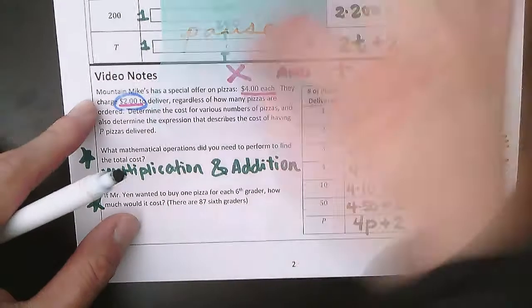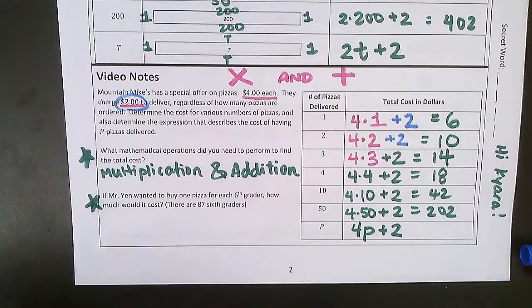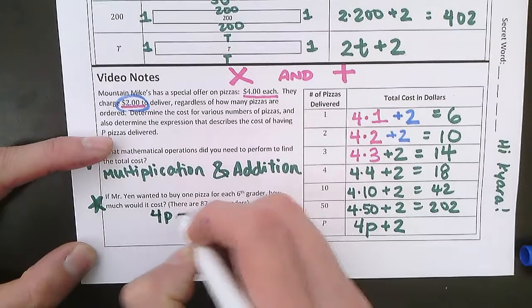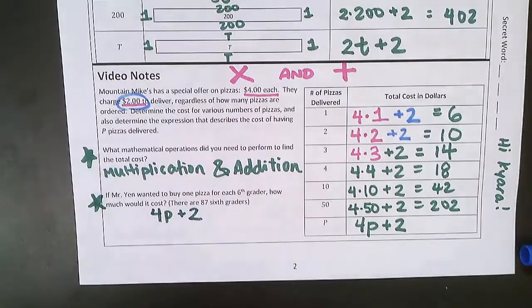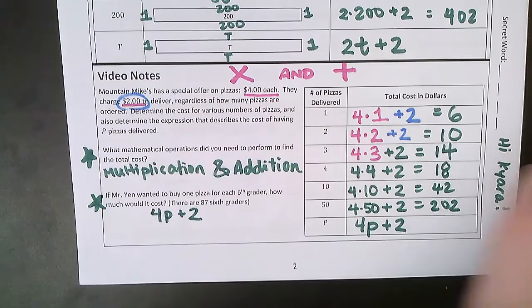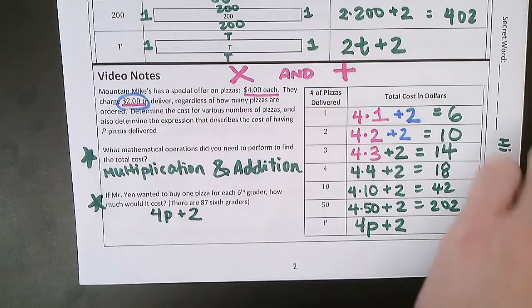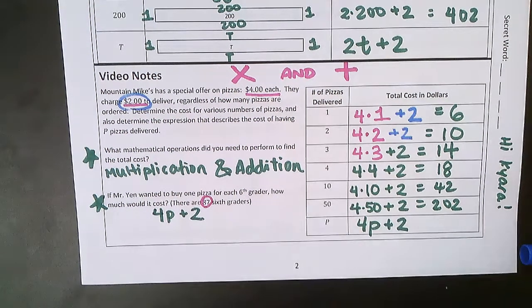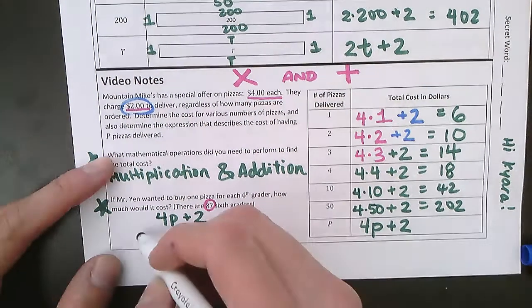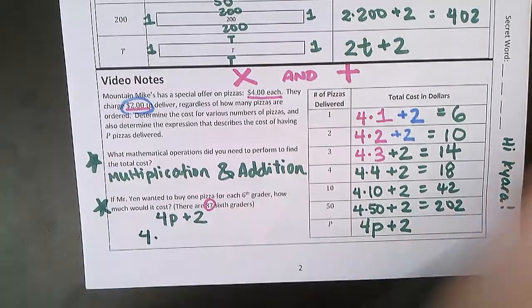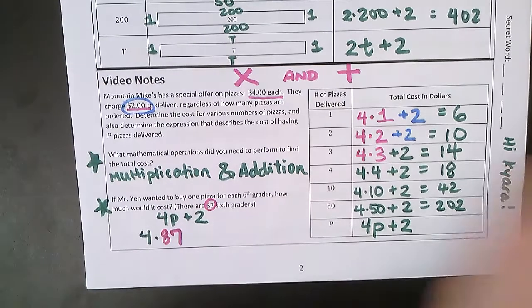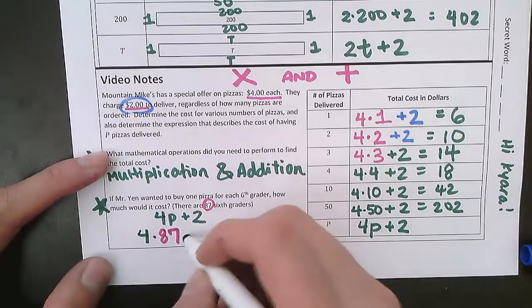Now you are resuming the video to check your work. Remember that our expression was 4p plus 2, where p is the number of pizzas. So if we use the number 87 instead of p, we would have 4 times 87, that's how many pizzas, plus the $2 delivery fee.